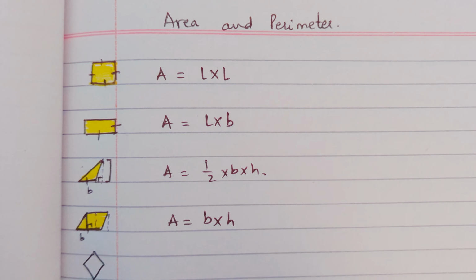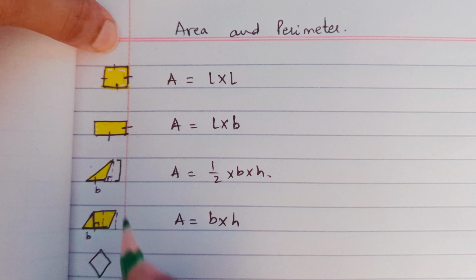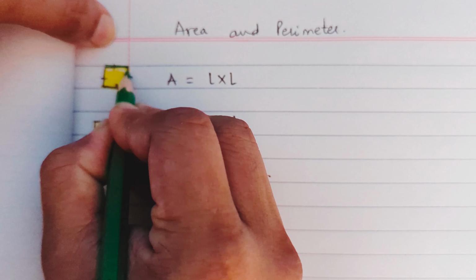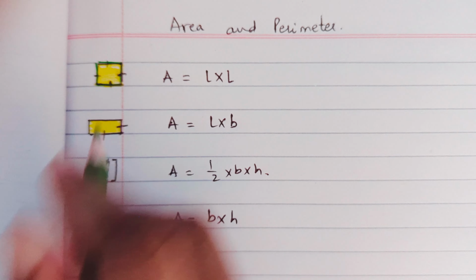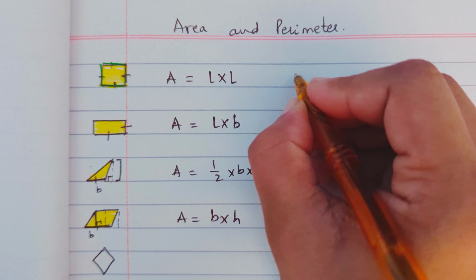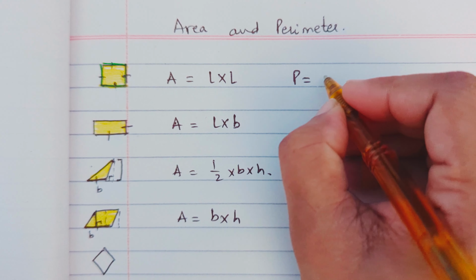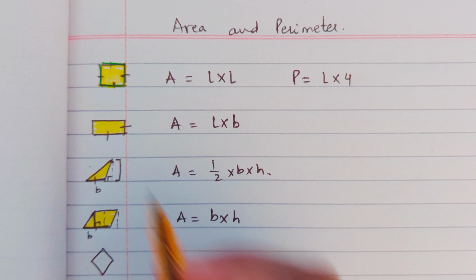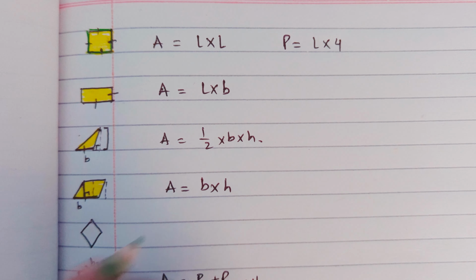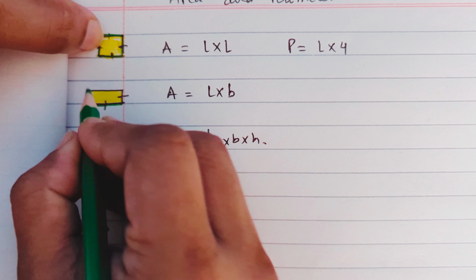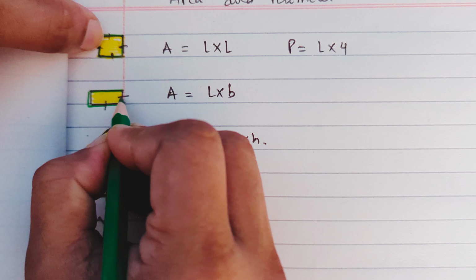So for the perimeter, perimeter is the sum of all the outer parts. We have 1, 2, 3, 4 parts. So the perimeter will be 1 length multiplied by 4. Okay. Here we have 1 length and breadth. So 1 length here, 1 length here, 1 breadth here, 1 breadth here.